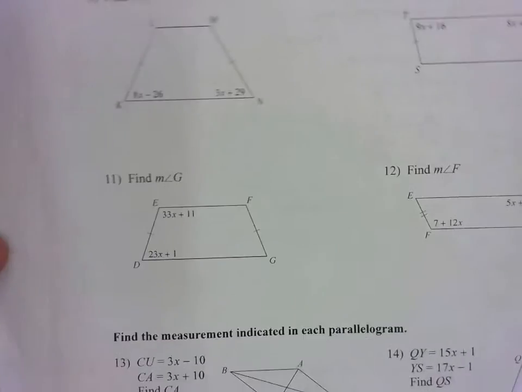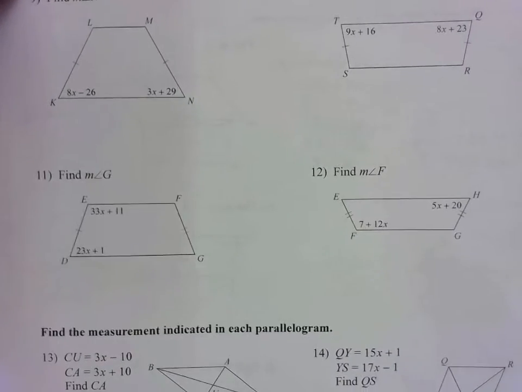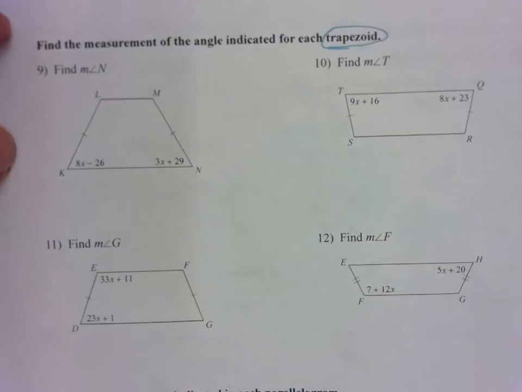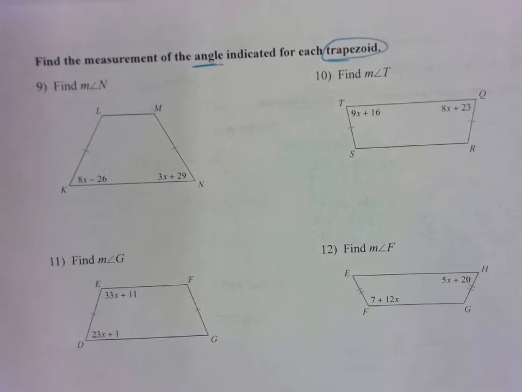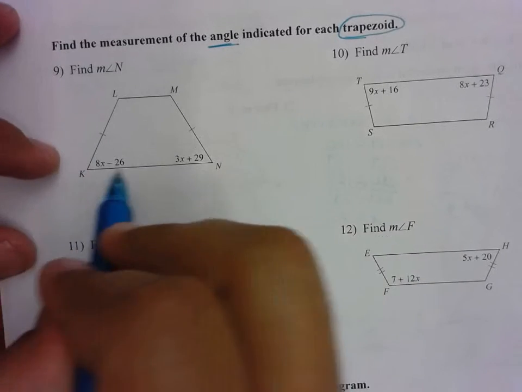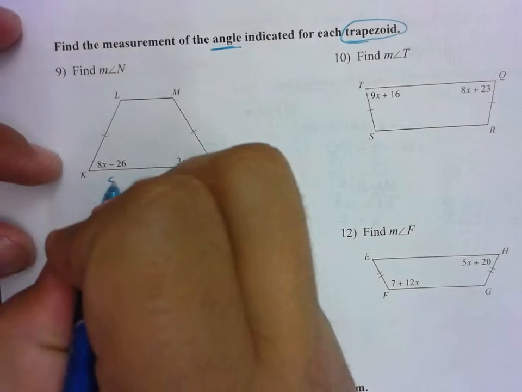Alright, next section. On the back. Number 9. Says find the measurement of the angle indicated in each trapezoid. Now we have a trapezoid, and it says angles. Angles in a trapezoid: the base angles are congruent. Angles that share a leg are supplementary. Number 9 gives you base angles, so they're going to be congruent.